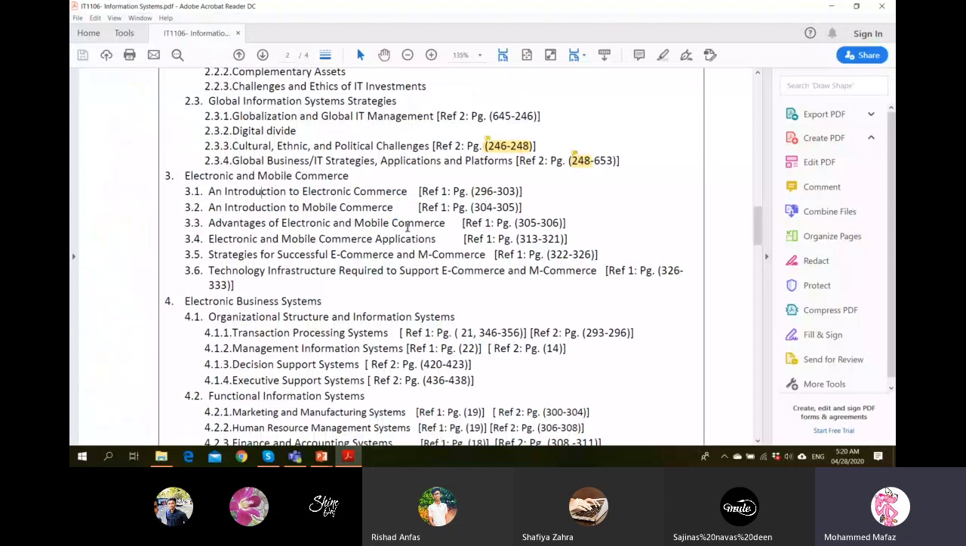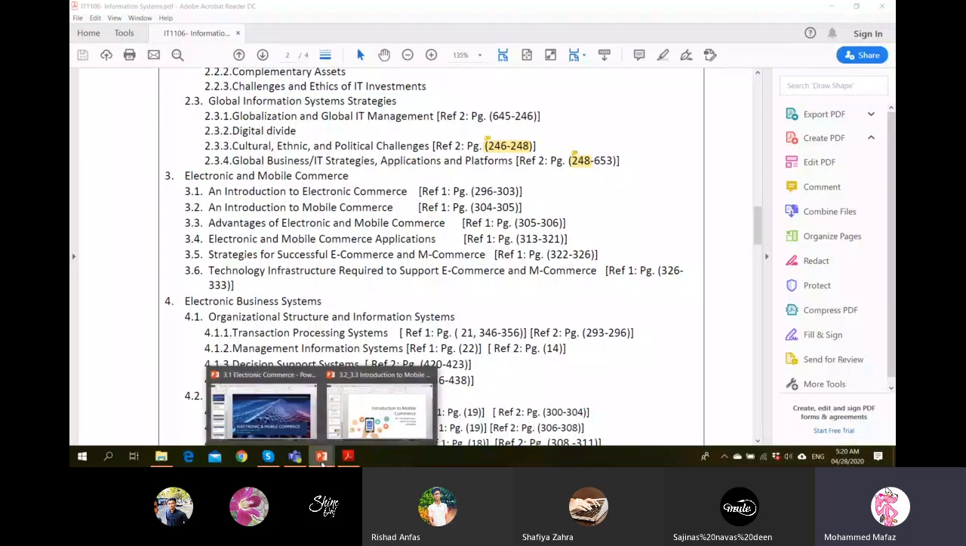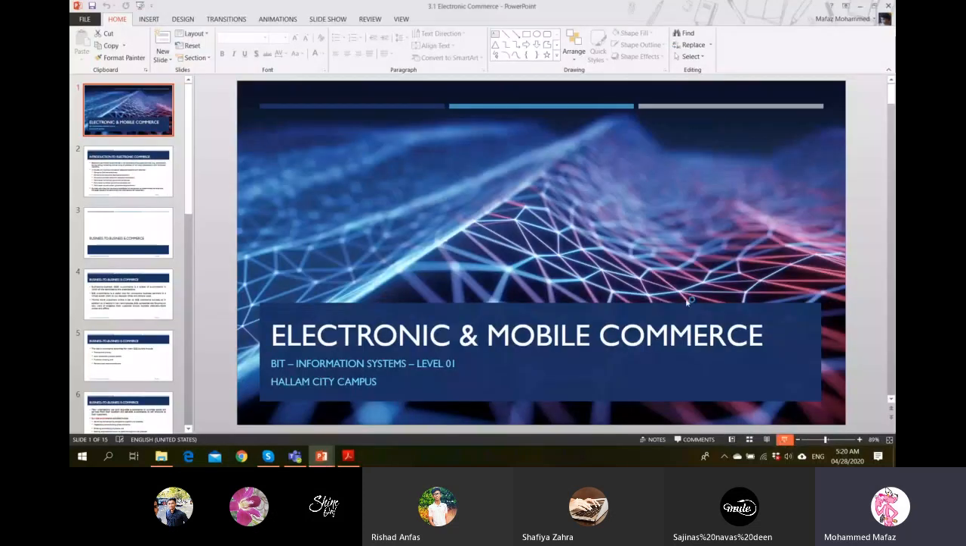Here in this syllabus, what they have done is they have given a little bit in-depth discussion about e-commerce, its advantages, and how it is working, real world examples, etc. So we'll quickly go through them. So electronic and mobile commerce, in short, are known as e-commerce and m-commerce.